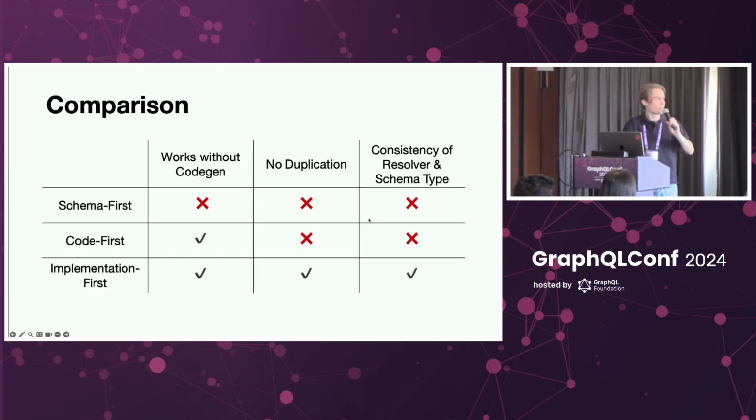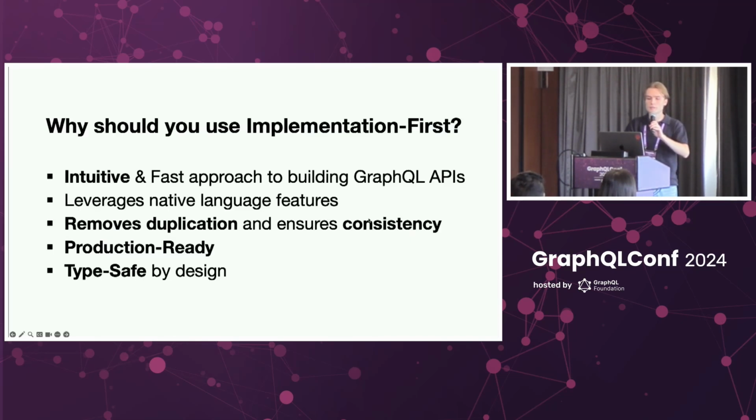Let's see a quick comparison. We had our problems with the schema first and code first approaches, and implementation first basically doesn't have any more problems with duplication or consistency, and solves these approaches by providing just an intuitive way to work with your GraphQL schema. So why should you use implementation first?